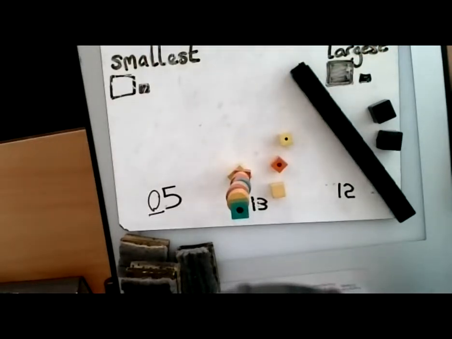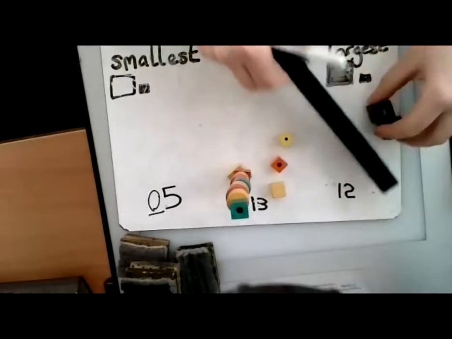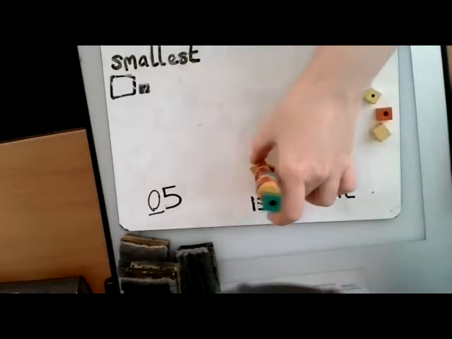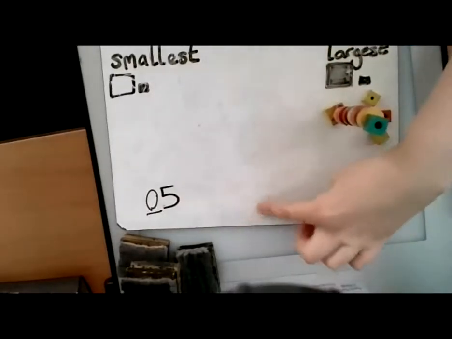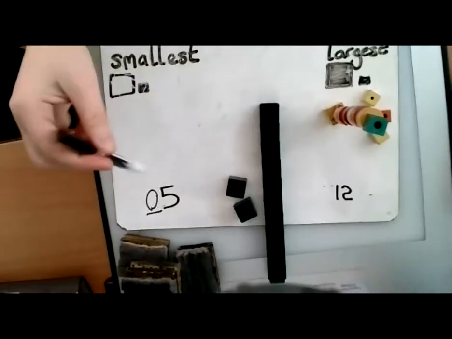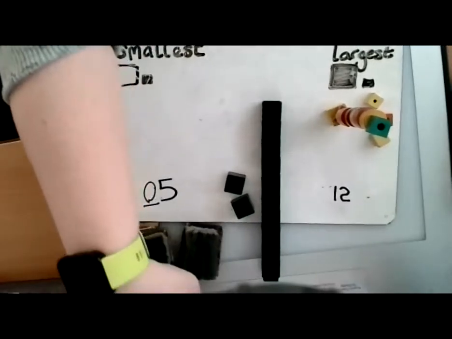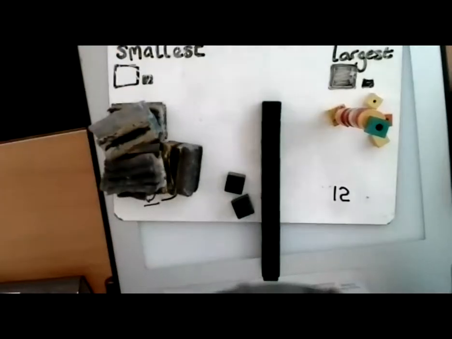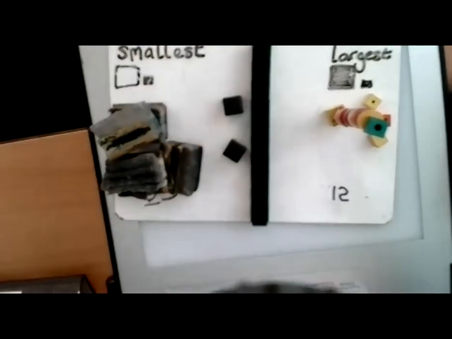So if they both have 1 ten, but 13 has 3 ones and 12 has 2 ones, which is the largest number? 13 is the largest number because 13 has 1 ten and 3 ones. Fantastic. So which is our smallest number then? We know that 5 is our smallest number because it has 0 tens and 5 ones. So it is smaller than 12 and 13. And 12 can go in the middle because it has 1 ten and 2 ones.